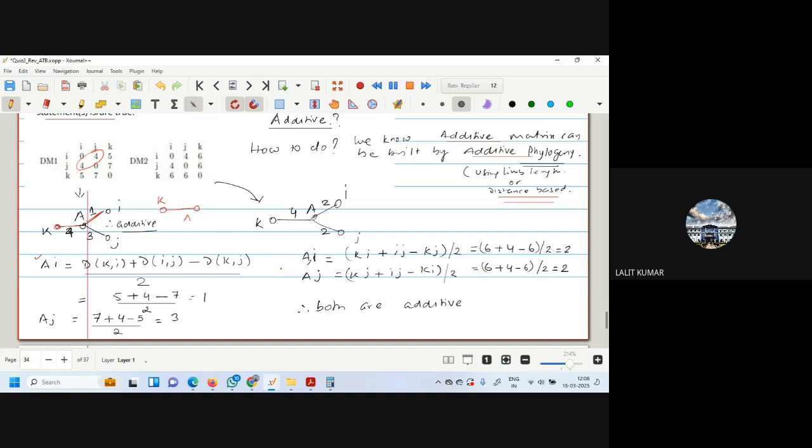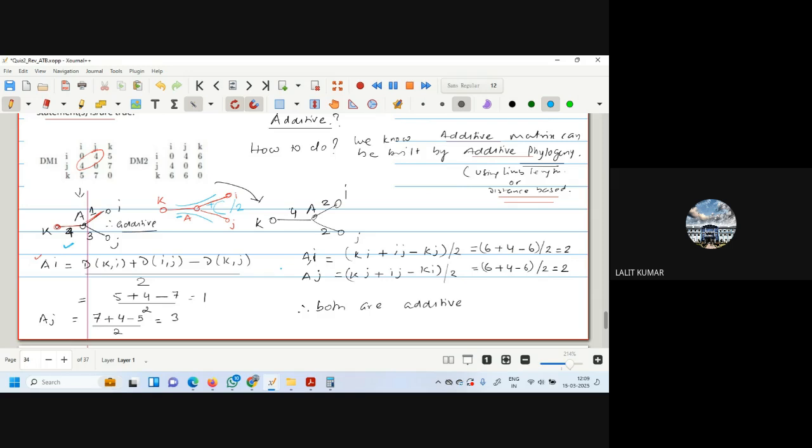This point is A, this is I, this is J. So I have to find, for example, AI. AI will be this plus this minus this. So I get 2 of this divided by 2. So you find this and you get AI is 1, AJ is equal to 3. You put this in and then find the last limb. So here you find that this is an additive tree. It is perfectly matching.